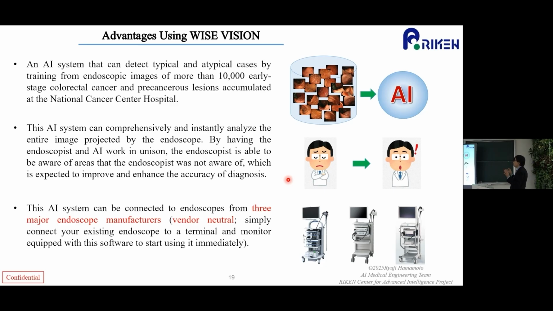Another important point is that this AI system can be connected to endoscopes from the 3 major endoscope manufacturers, vendor neutral. Simply connect your existing endoscope to a terminal and monitor equipped with this software to start using it immediately. Because our research is of academic origin, RIKEN-AIP and the National Cancer Center are very neutral in the aspect of commercialism. So that's the reason our system is vendor neutral. This is also a very important point.